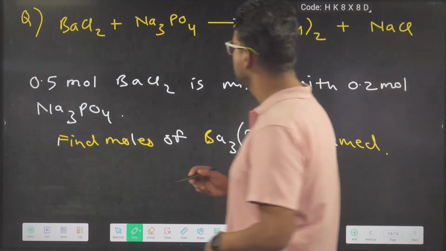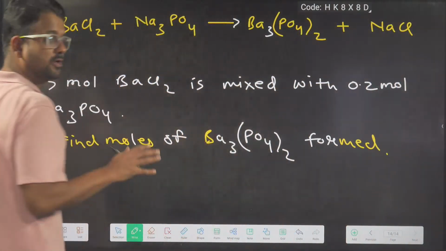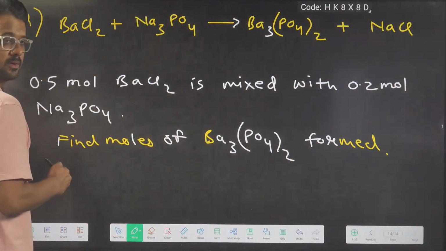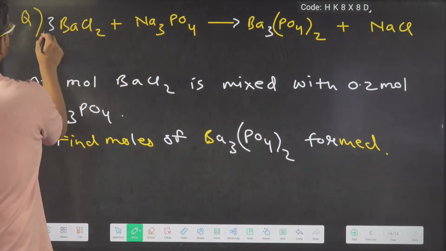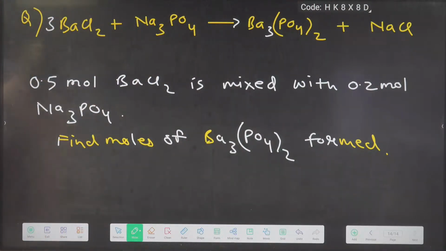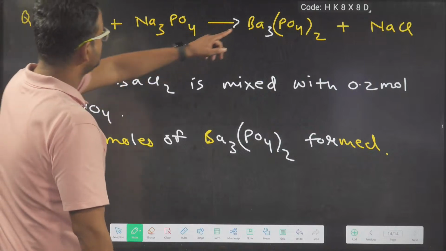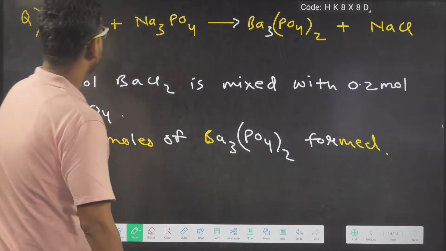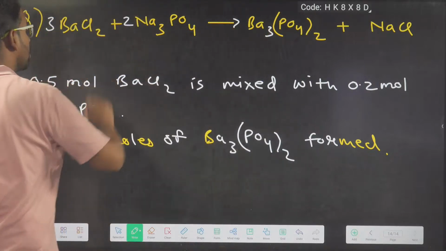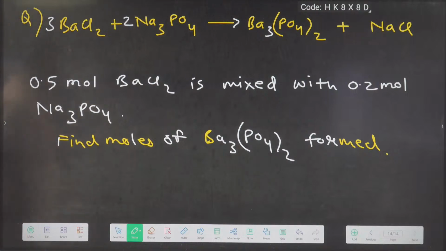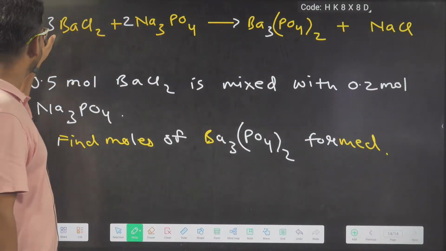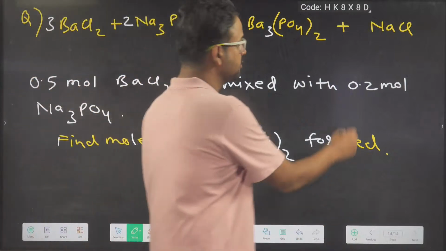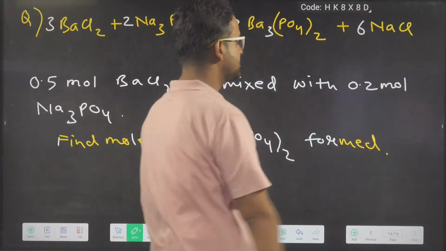So first of all, we will have to balance the equation, boys and girls. So balancing will be done. 3 barium, so I put a 3 over here. Then after this, 2 phosphate, so I put a 2 over here. And now this becomes 2 3s are 6 sodium and 3 2s are 6 chlorine. So I put 6 over here. This is the balanced equation.